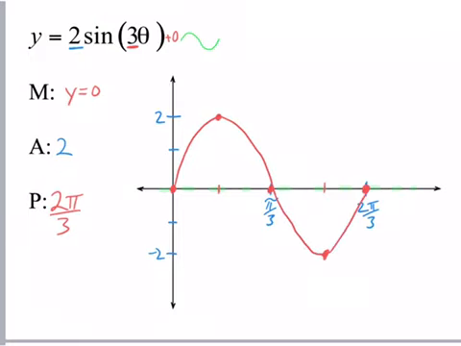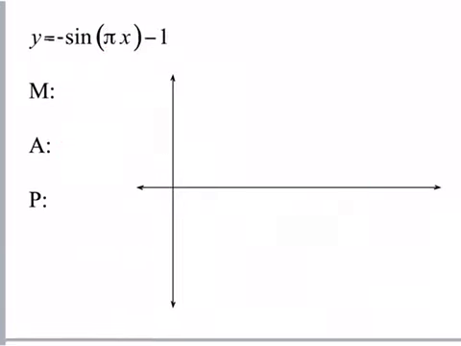And that is one simple cycle. And then it repeats and repeats. But that is one cycle with a midline of 0, an amplitude of 2, a period of 2 pi over 3. So we're going to graph this function right here.